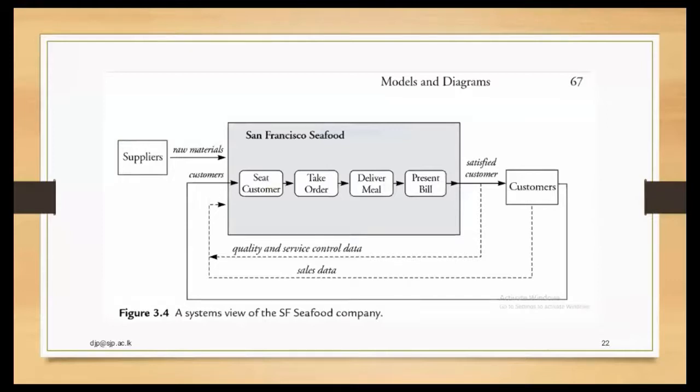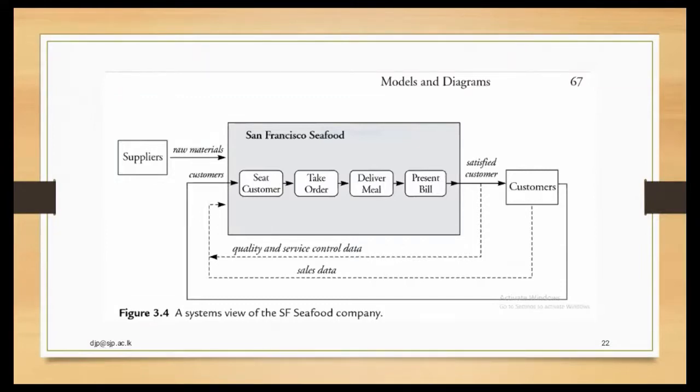Here you would see, what do you find here? You have suppliers on your left hand side. Suppliers provide raw materials. When it comes to San Francisco Seafood, that is the restaurant. So within that organization, these are the activities which take place. When you go to the restaurant, they seat the customer, they take the orders, they deliver meals and present the bill, right? That is the process within this restaurant premises.